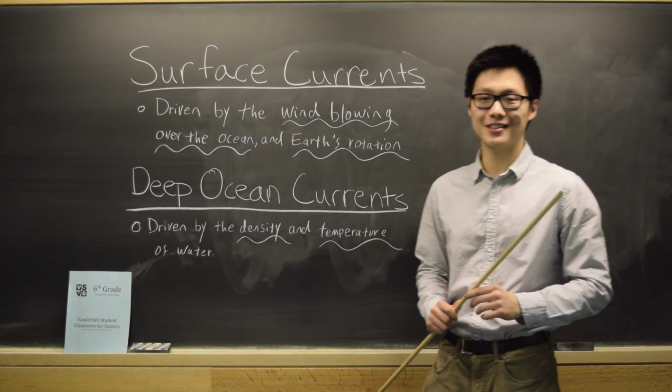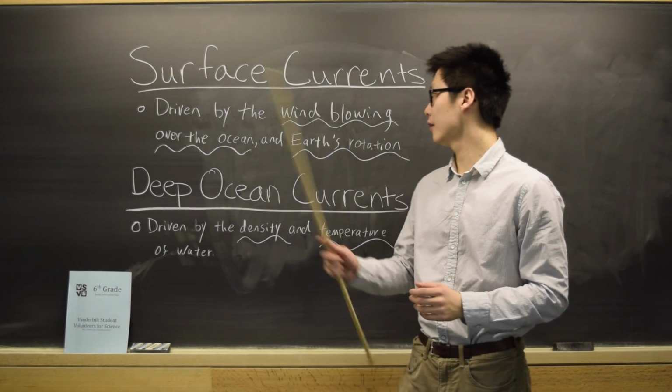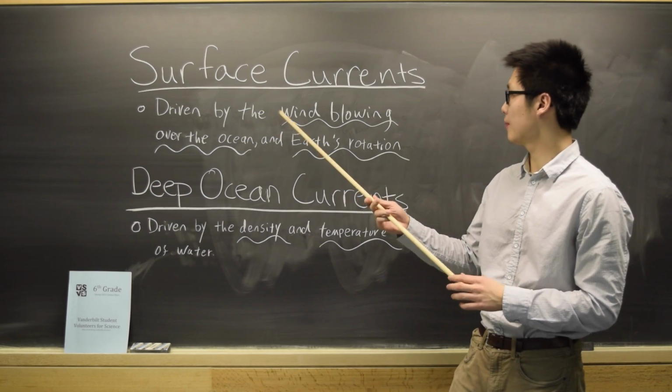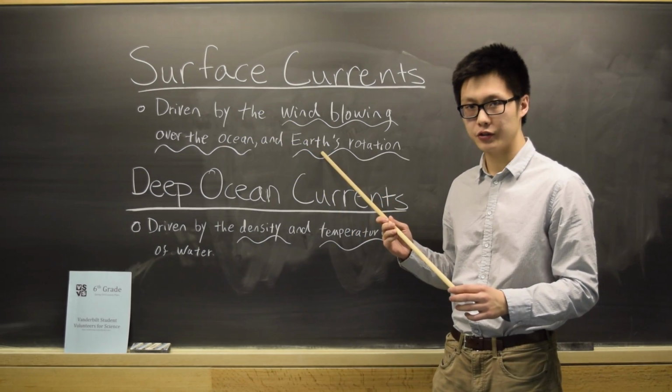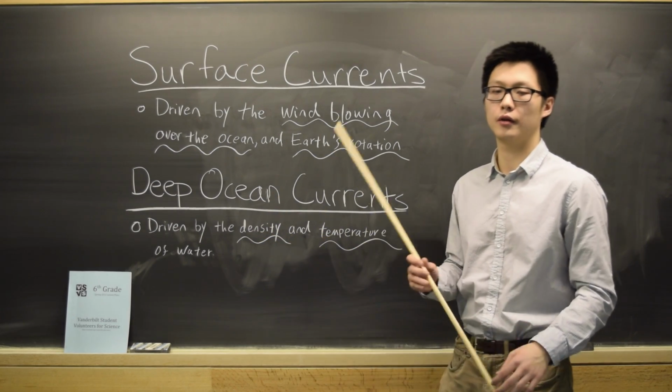You should start off the lesson by asking students if they know the two types of ocean currents, which are surface currents and deep ocean currents. Surface currents are driven by the wind blowing over the ocean and the Earth's rotation, whereas deep ocean currents are driven by the density and the temperature of the water.